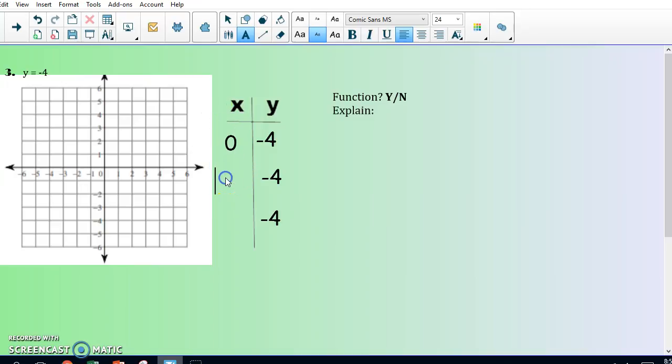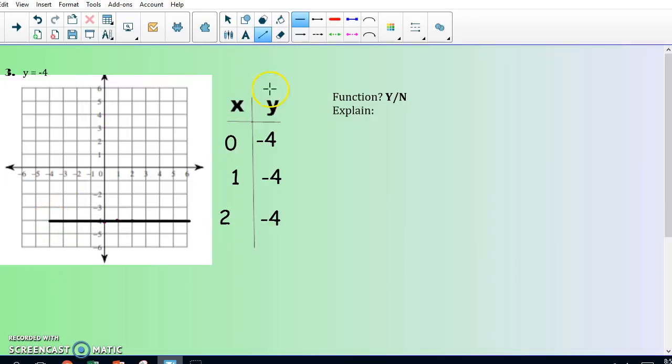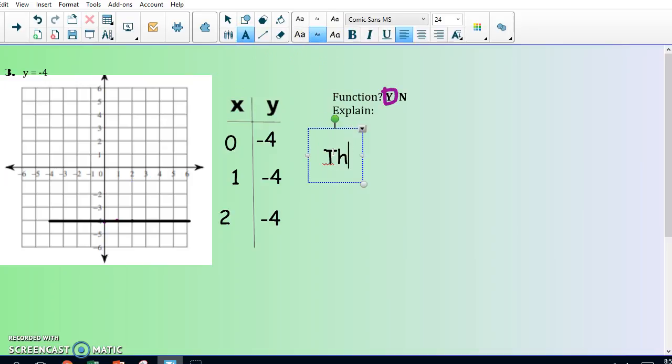0, 1, 2. So if I plot my first point, (0, -4), then (1, -4), and (2, -4). Then if we use a line to connect those points, it is going to make a horizontal line. So this will make a function because this passes the vertical line test.